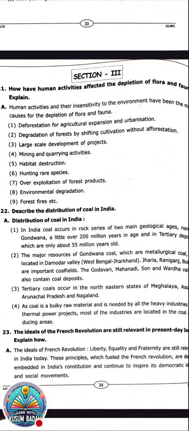All of you know that when the forests are removed, it will affect the flora and fauna of that particular place. Deforestation for agriculture expansion and urbanization. Mostly deforestation is done for agricultural expansion and urbanization. Urbanization is development of cities. Then degradation of forest by shifting cultivation without afforestation. So they are going for the deforestation for shifting agriculture.